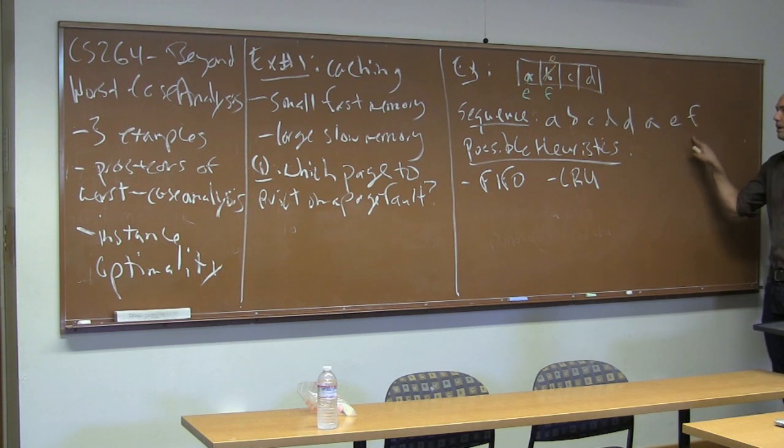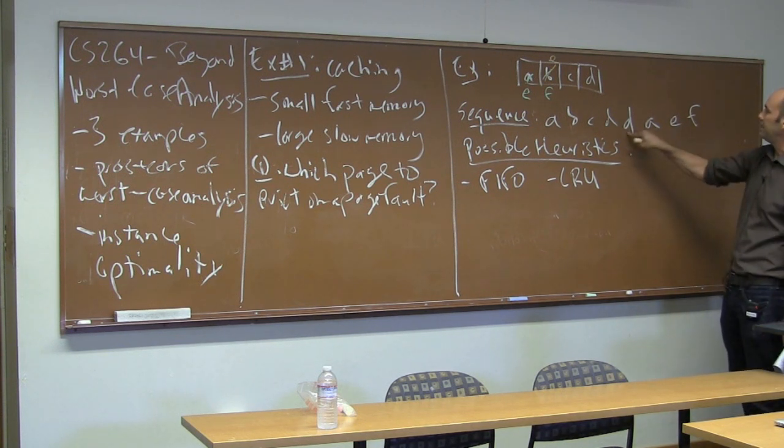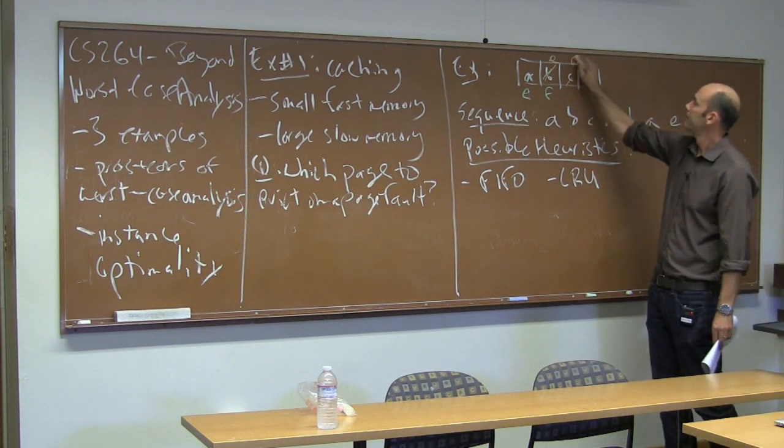How about when the F shows up for LRU? What are we going to evict? C. Yeah, C. Right? Because we have E, A, D, all requested recently, C not so much.